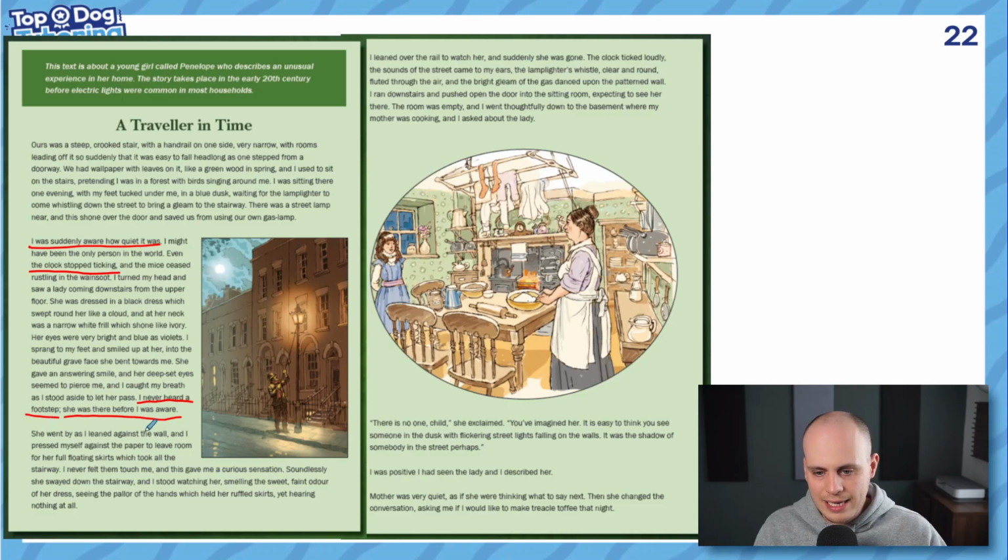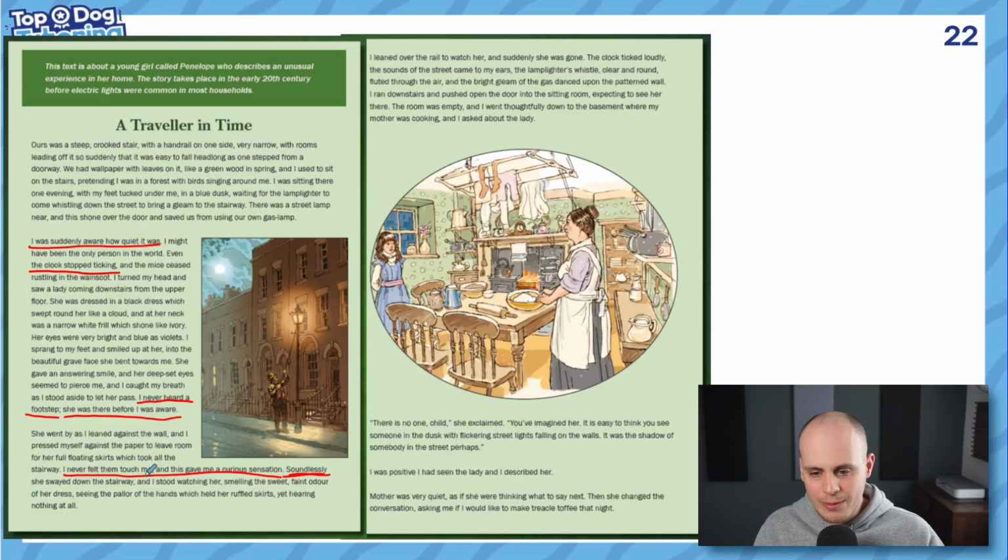"She went by as I leaned against the wall, and I pressed myself against the paper to leave room for her full floating skirts, which took all the stairway." So she's in a big dress. "I never felt them touch me, and this gave me a curious sensation." Okay, that's weird. That's mysterious. She's taken up the whole hallway, but he didn't actually feel her dress touch him. "Soundlessly, she swayed down the stairs." That soundlessness again. That kind of goes back to this one.